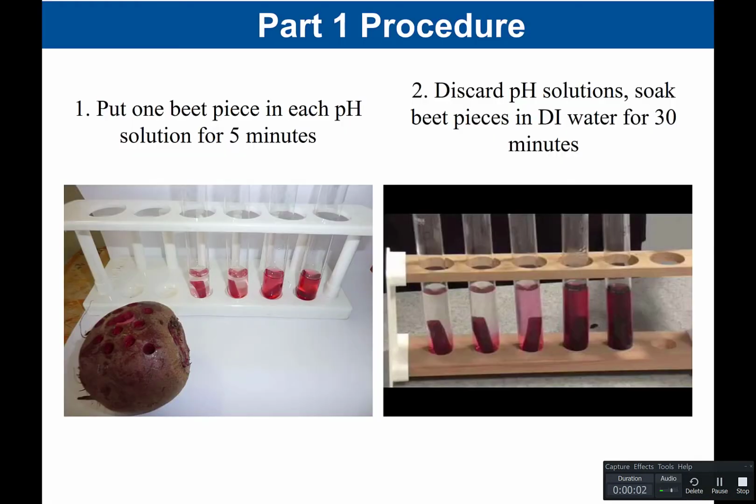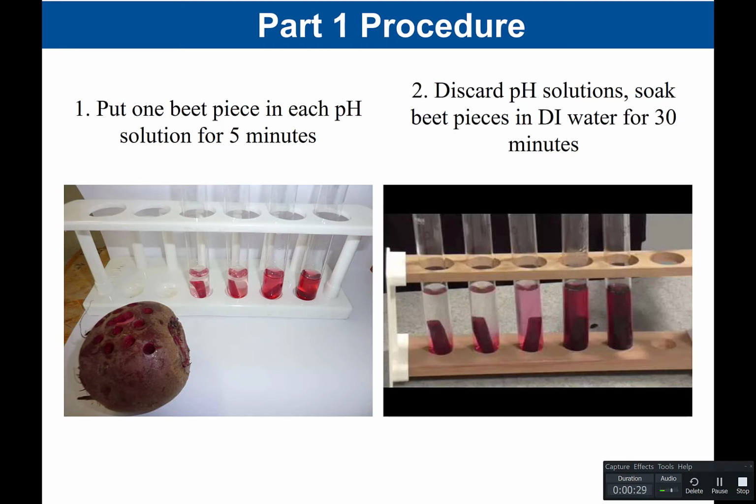So just to summarize what we did in part 1, we took our beet cores, and we had 5 of them, and we placed them in various pH solutions and let them sit for 5 minutes. And when we did this, we did a pH of 3, 5, 7, and 9. After the 5 minutes is up, we dumped off that pH solution, and we soaked the beets in deionized water, and we let those sit for 30 minutes.